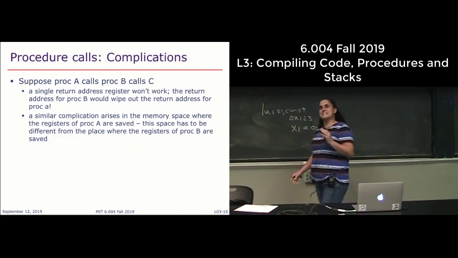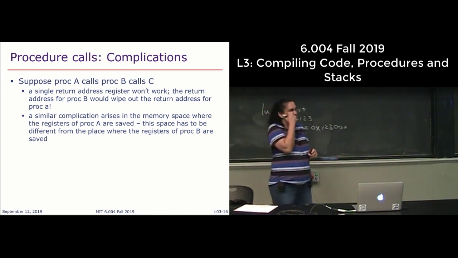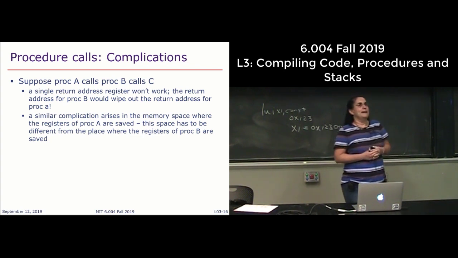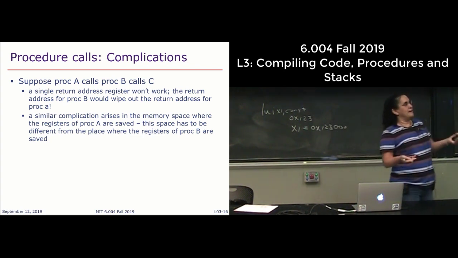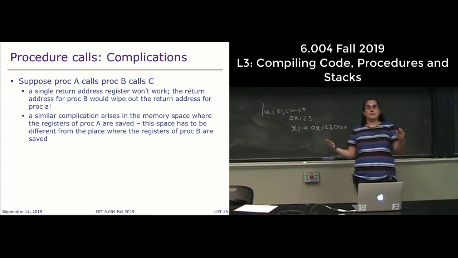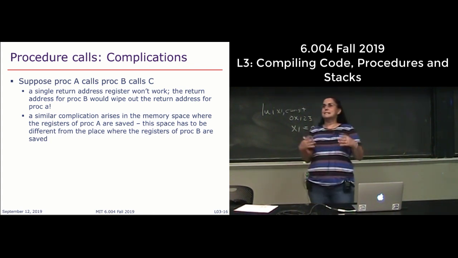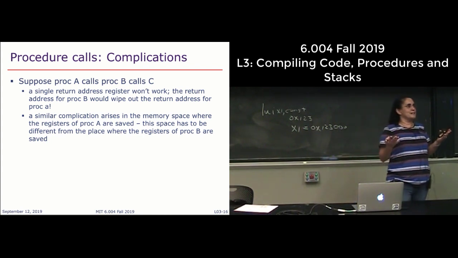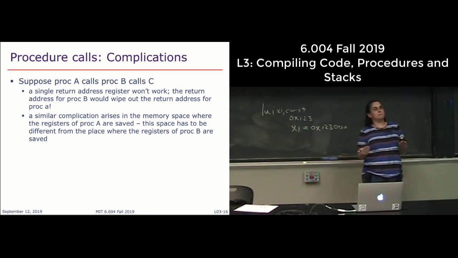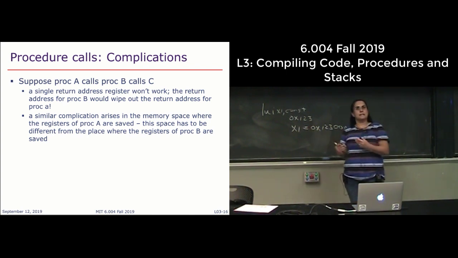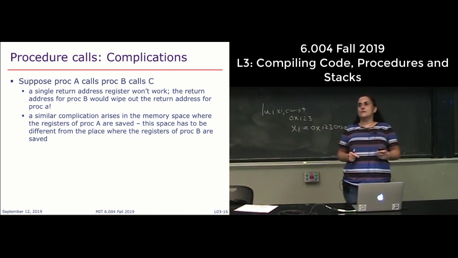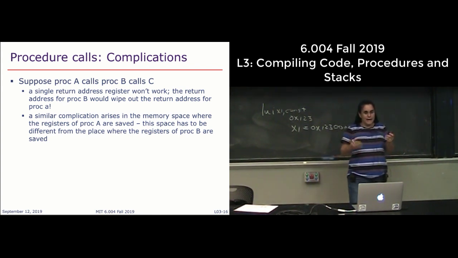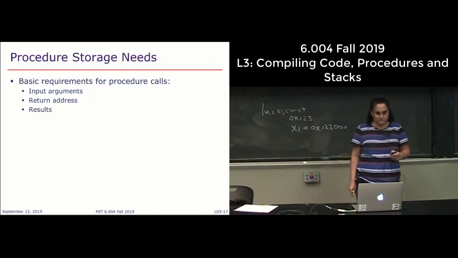So, of course, it's not all that simple because we have nested procedure calls, right? So, if I have procedure A calling procedure B, and that procedure calls procedure C, and I just have a single register, this RA register, which is used to store return addresses, I'm going to have a problem. Right? Because when procedure B calls procedure C, it's going to overwrite the return address that I was trying to save for procedure A. So we have to have a way of dealing with this.